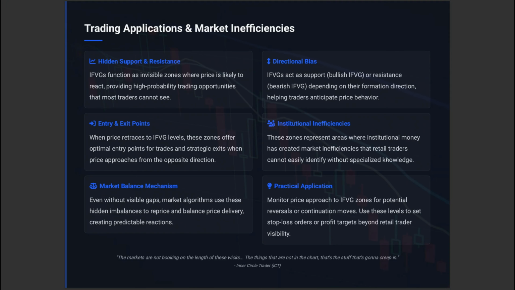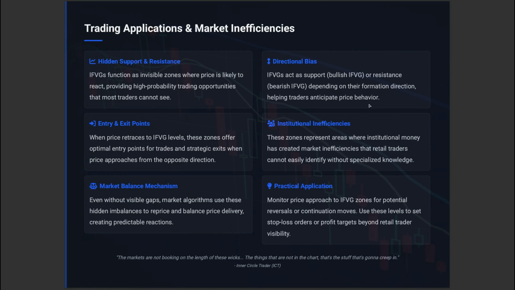Alright, now let's talk about trading applications and market inefficiencies. So, hidden support and resistance. Implied fair value gaps function as invisible zones where price is likely to react, providing high probability trading opportunities that most traders cannot see. Now, directional bias. Implied fair value gaps act as support, or bullish implied fair value gaps, or resistance, bearish implied fair value gaps, depending on their formation direction, helping traders anticipate behavior.